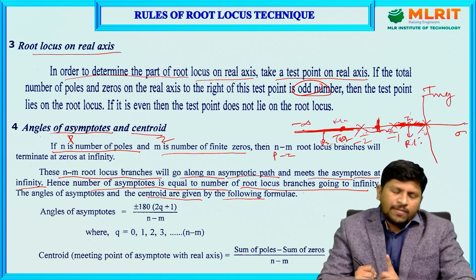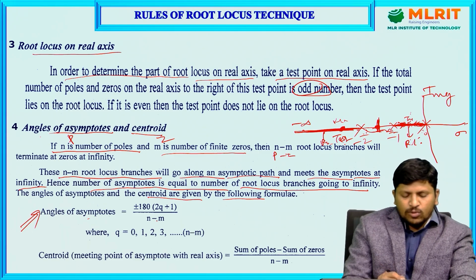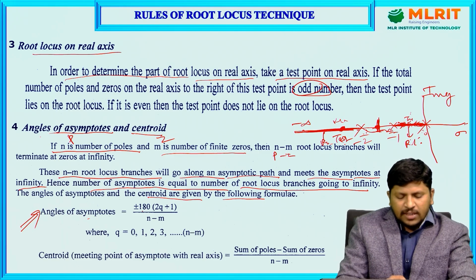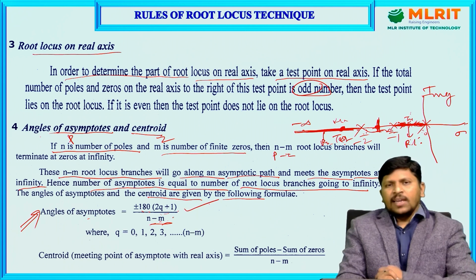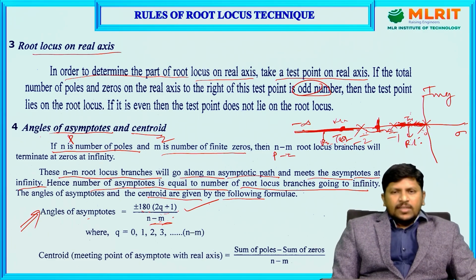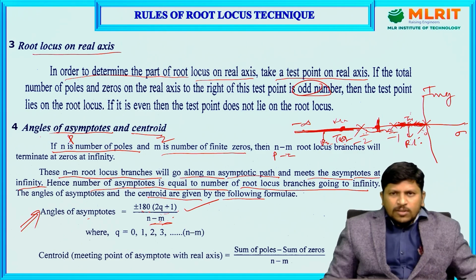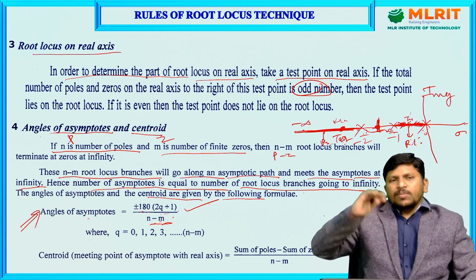For example, for the angle of asymptotes formula, see here: angle of asymptotes is equal to plus or minus 180 degrees multiplied by (2q plus 1) divided by (n minus m), or (p minus m), poles minus zeros. So this is the calculation of the angle of asymptotes. Asymptotic lines always pass through the centroid. Must remember. And the number of poles minus the number of zeros is nothing but the number of root locus branches going to terminate.